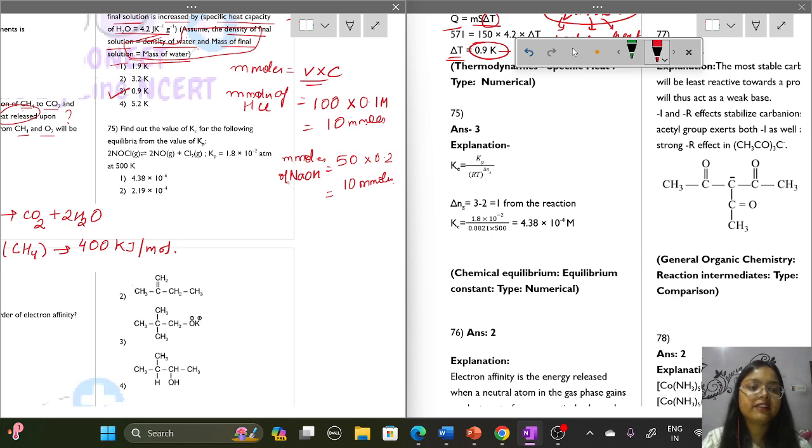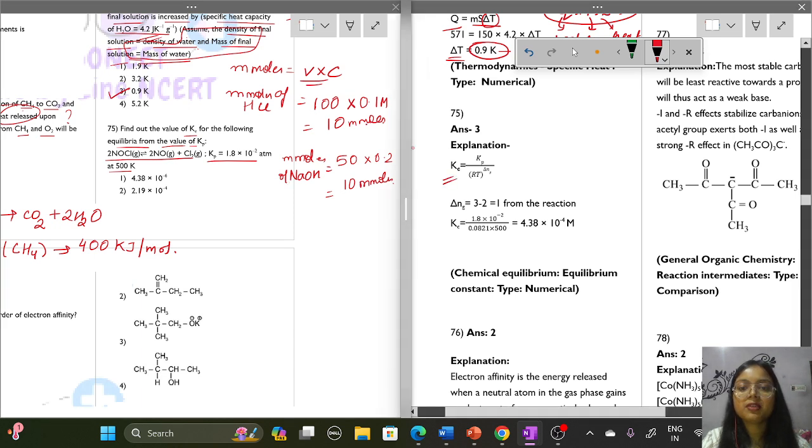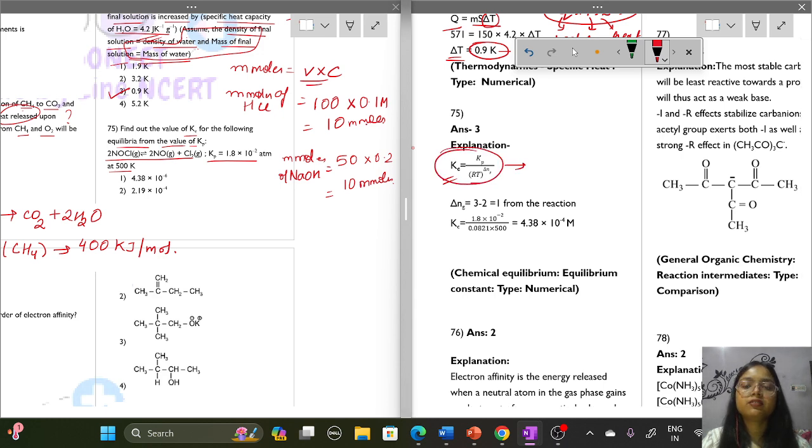Question number 75 says, find out the value of Kc for the following equilibria from the value of Kp. This is the equation we are given, and the Kp value is given at 500 Kelvin. So Kc equals Kp by (RT) to the power delta ng. This is the formula which shows the relation between Kp and Kc.